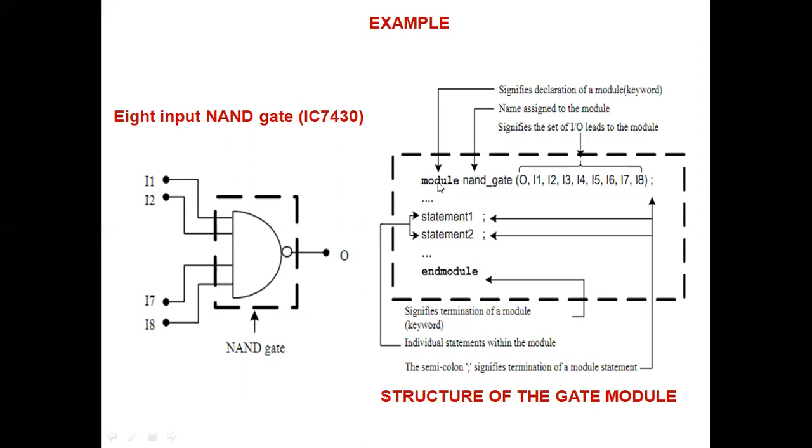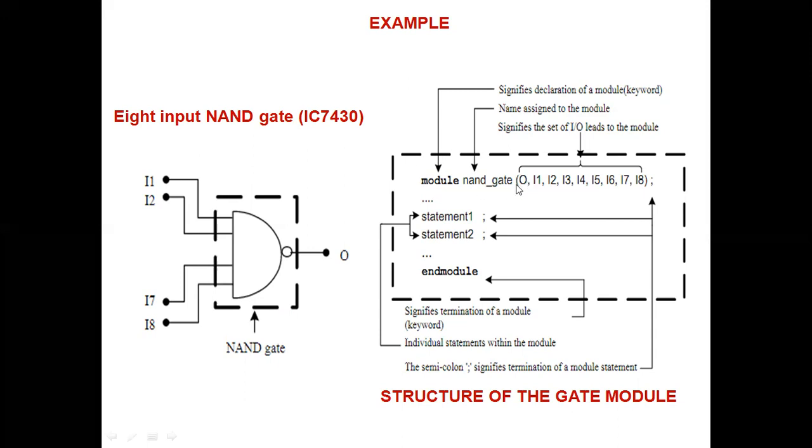So module is the declaration of the module. That is the keyword. Every Verilog program should start with this keyword module. By the side, NAND underscore gate is the name assigned to this module; this is your wish. Now within the brackets, you have to specify the outputs and inputs, all the outputs and inputs.